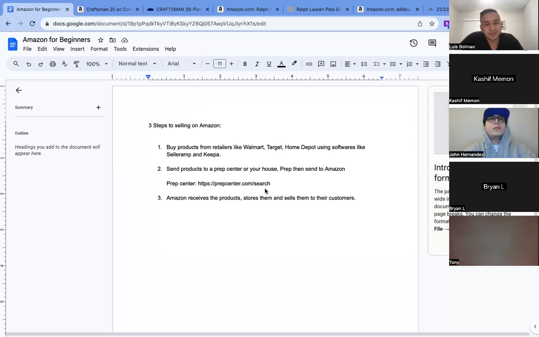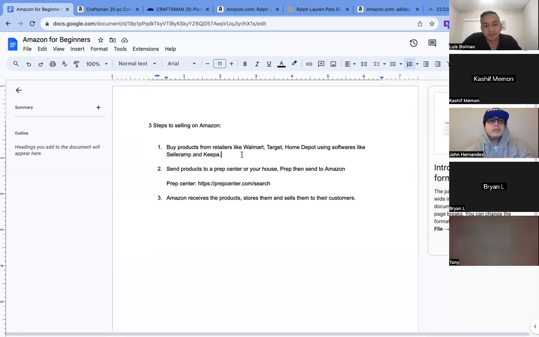So there's many ways to sell on Amazon, right? There's wholesale, there's private label, online arbitrage, retail arbitrage. There's many ways to sell it, but I'm going to talk about my specific strategy. So my specific strategy is called online arbitrage. I'm going to explain it in 3 simple steps. So I usually buy my products from stores like Walmart, Target, Home Depot, Lowe's, and other online stores. And I use software like Keepa and SellerAmp to pick these products.